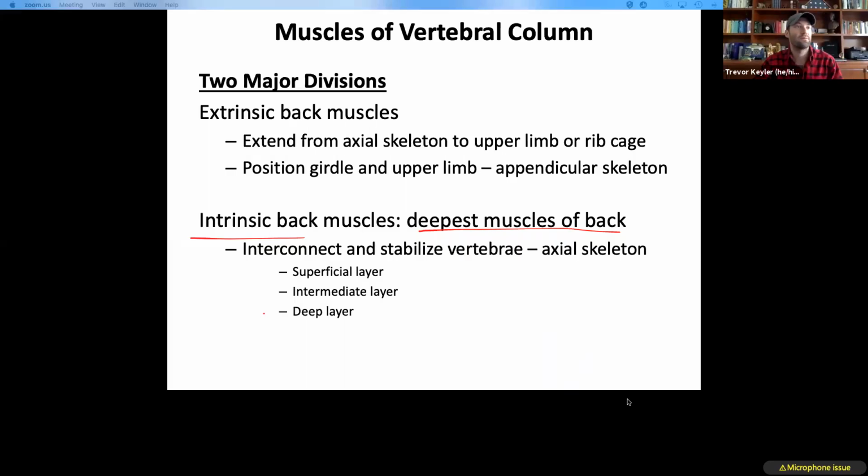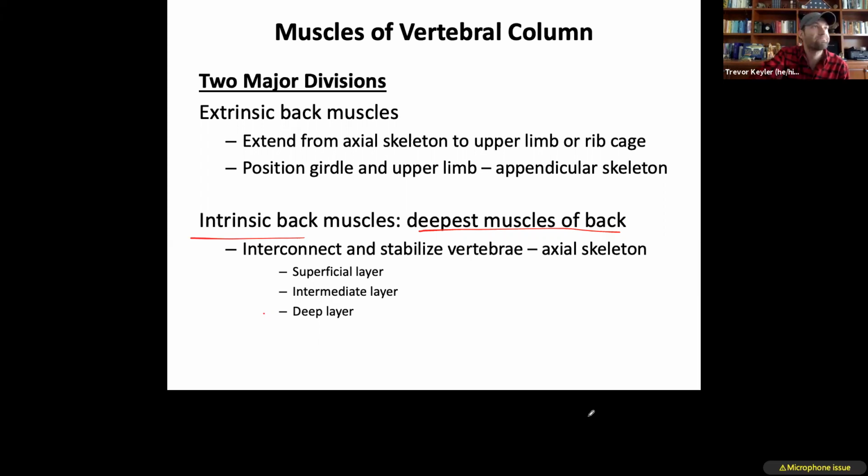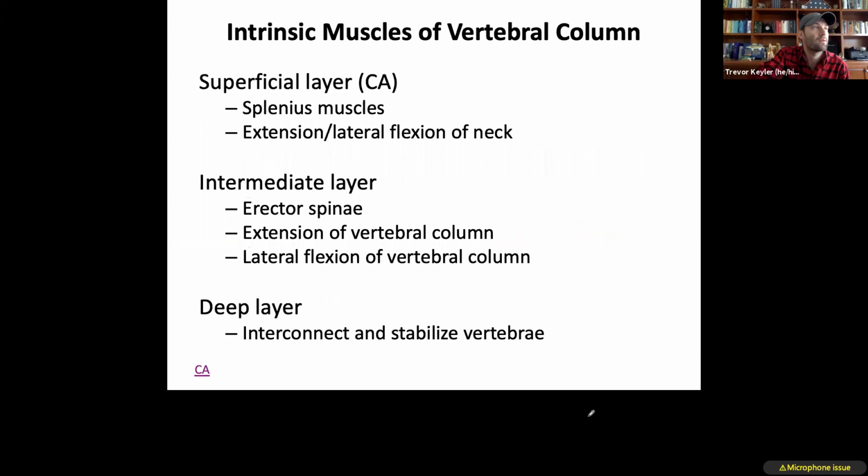All right, so let's dig into these intrinsic muscles. All right, so we mentioned there's three layers. The superficial, okay, they run up and down along the vertebral column, and they include the splenius muscles. And then their intermediate layer, we have the erector spinae. And in fact, I'm probably just going to move on to the next slide because I think it's easier to show you these than just talk about them.